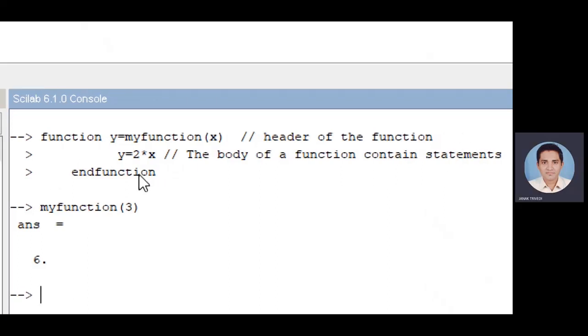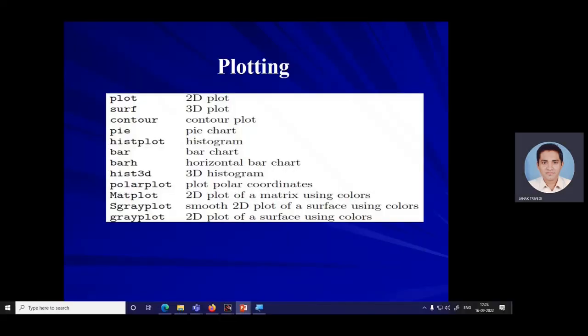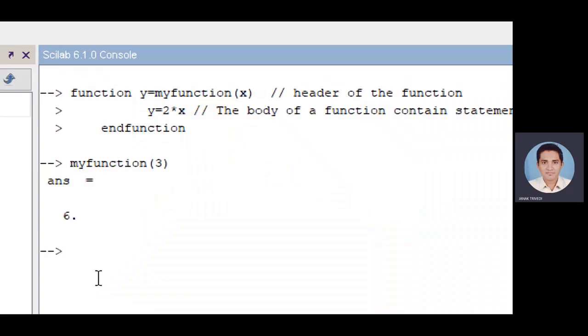Okay, let's move to the next part, plotting. There are different kinds of inbuilt functions used to plot different functions or elements in Scilab, like plot, surf, contour, pie, histplot, bar, barh, hist3d, polarplot, matplot, smooth 2D plot and gray plot. So let's try to plot one figure with the help of Scilab.